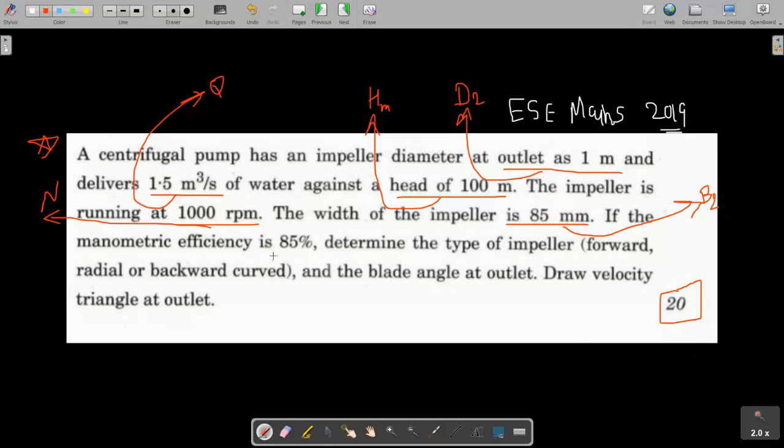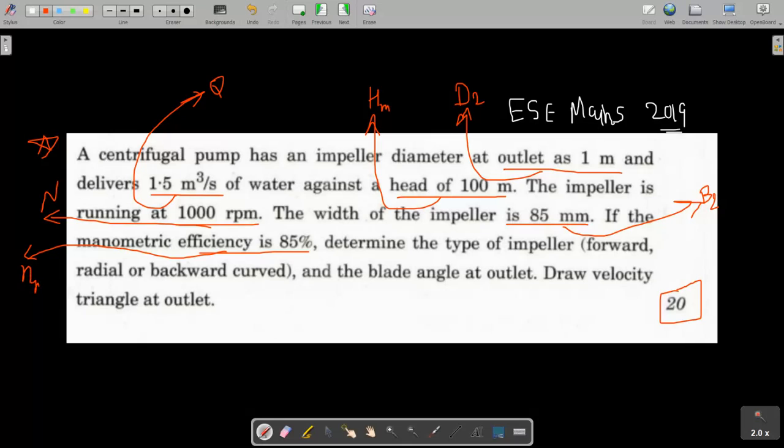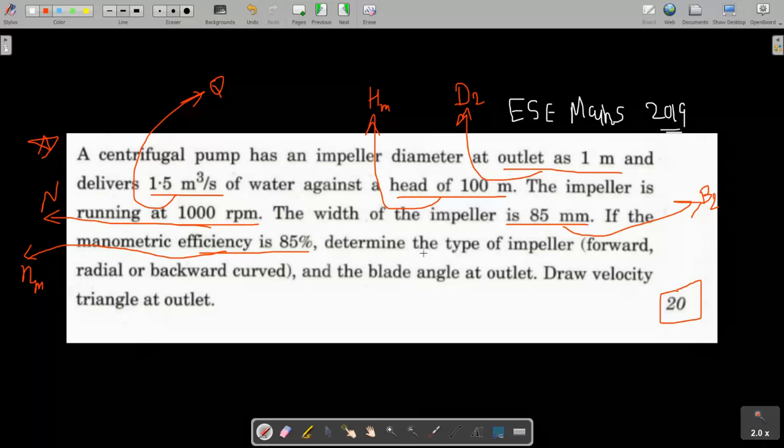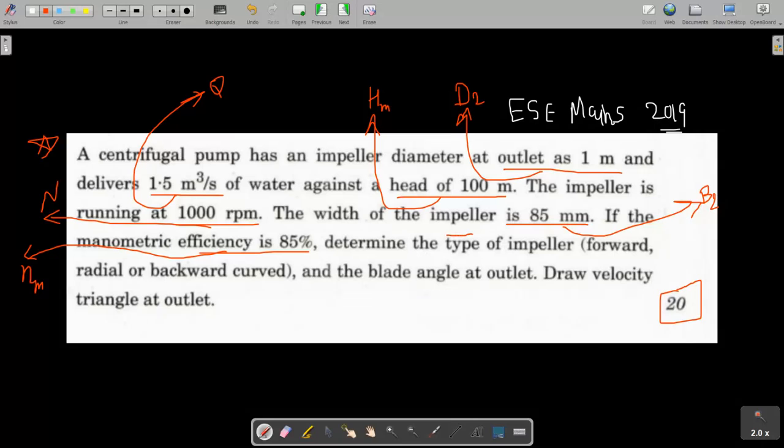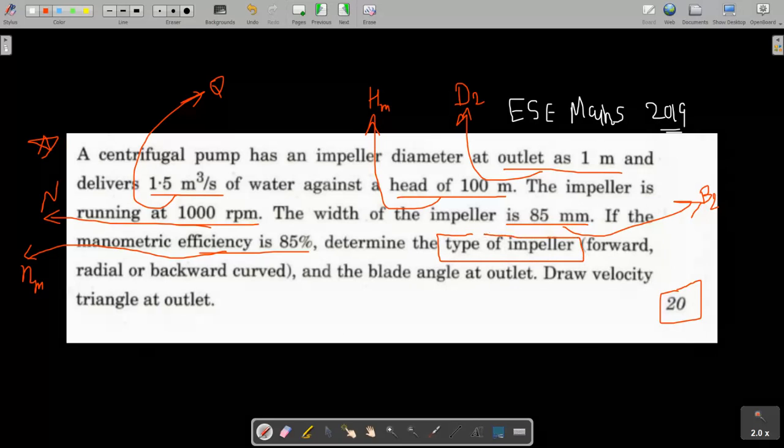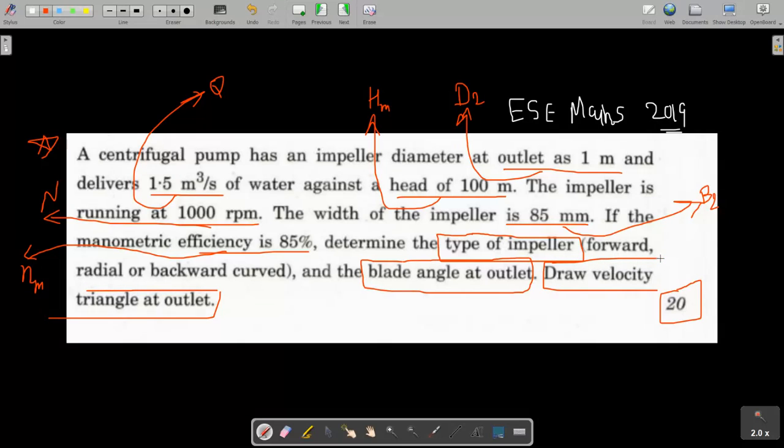It is given in mm. If the manometric efficiency is 85%, this is the manometric efficiency given to us. Determine the type of impeller. So what we have to find is the type of impeller, whether it is forward, radial or backward curved, then the blade angle at outlet, and the third is to draw the velocity triangle at outlet, because at inlet we know the flow is radial.